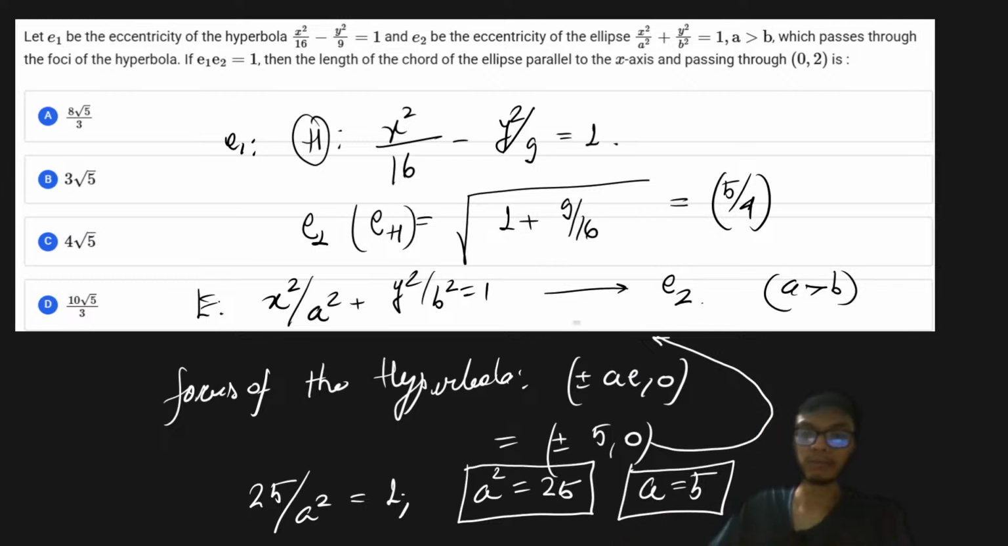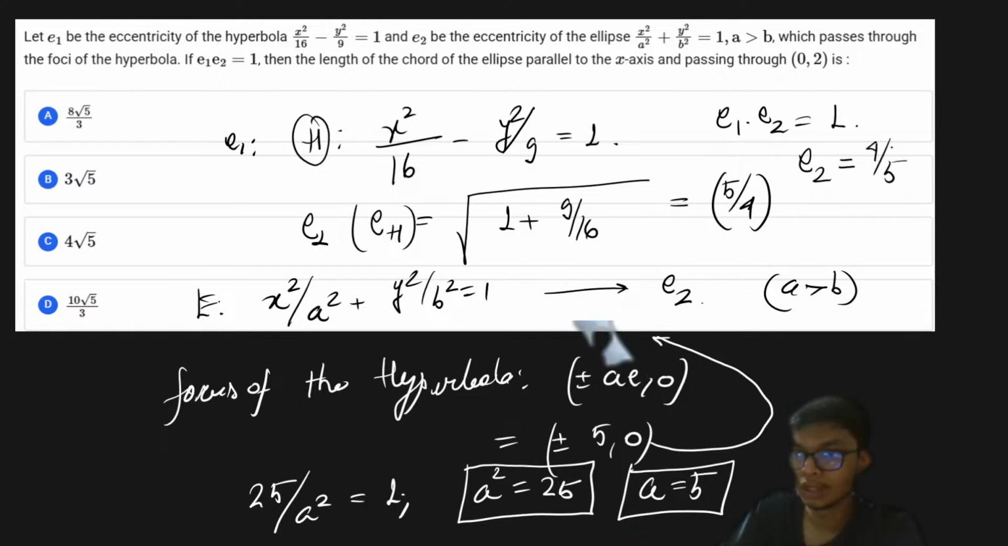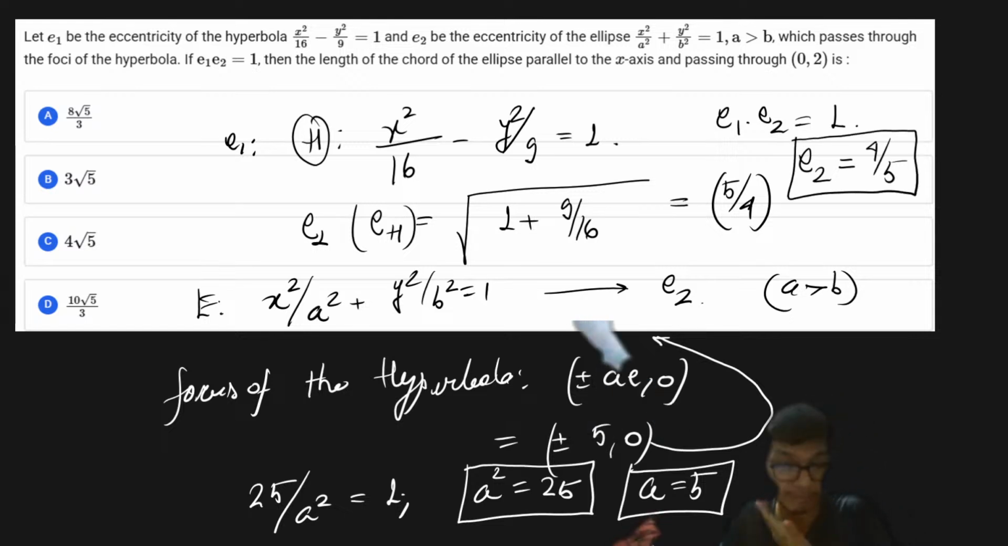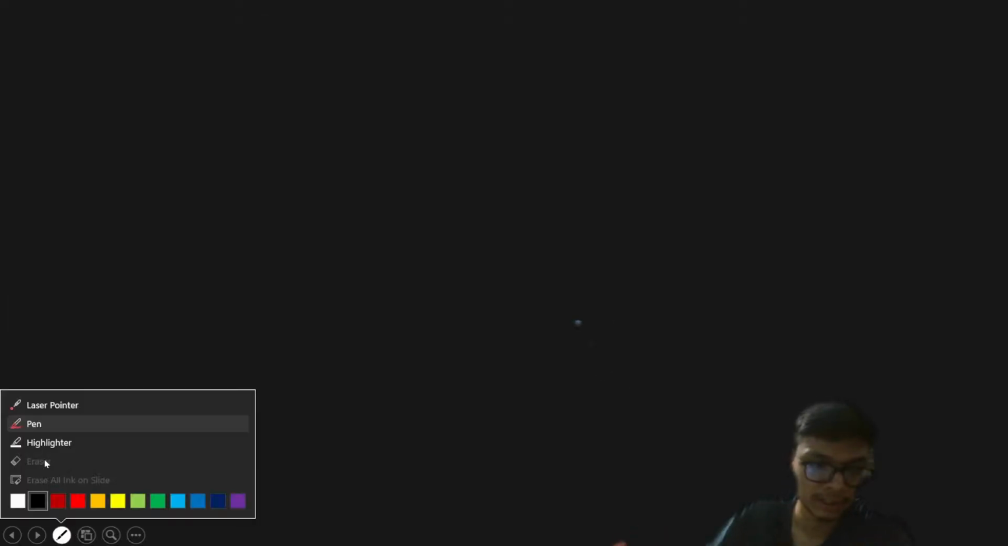Now I also have one more piece of information given: the eccentricity of the hyperbola into the eccentricity of the ellipse is equal to 1. So from here I will get the eccentricity of the ellipse is basically equal to 4 upon 5. So once I have the eccentricity of the ellipse and the value of a, I can always find out the b for the ellipse.